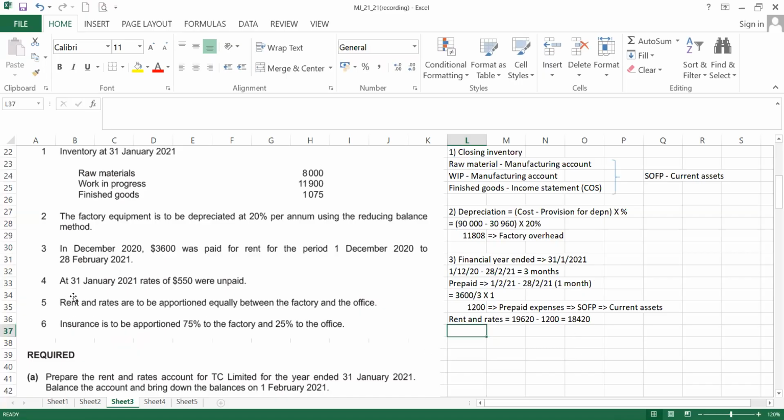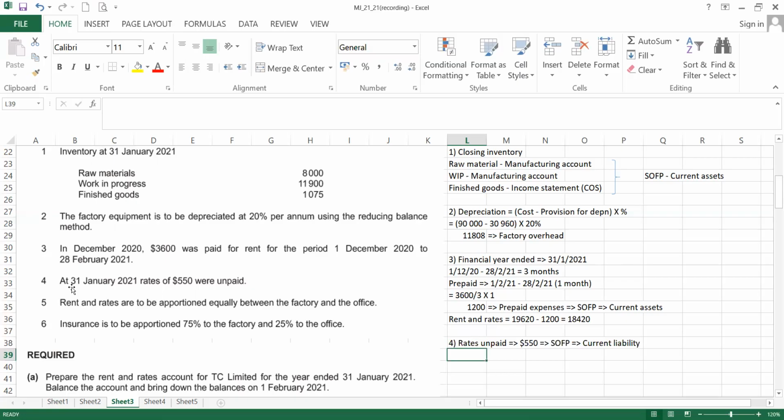Okay, now next, here got the rate again. So we do the number 4 first, because got some more adjustment. The rate unpaid is the liability. So the amount is 550. So this is the unpaid. End of the year, unpaid is a liability, so current liability. So this is the amount for the current liability.